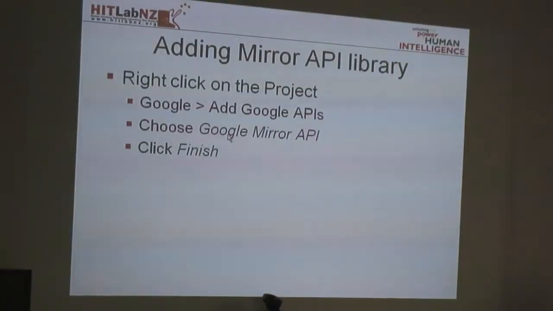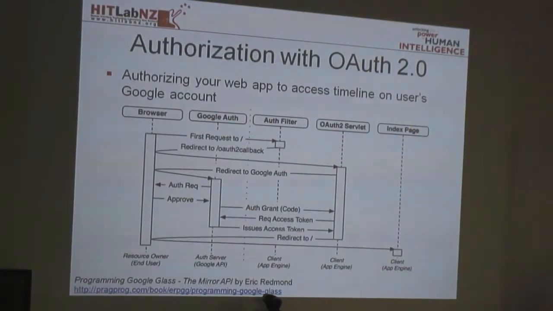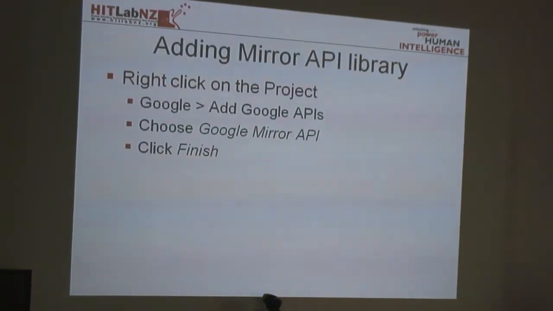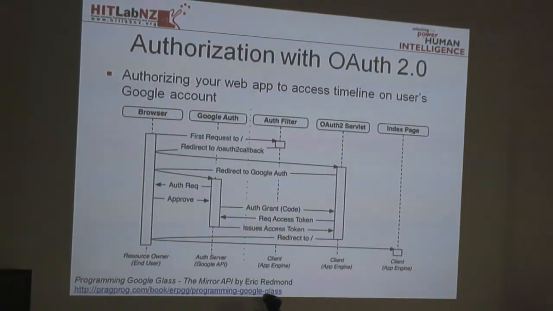So anyway, on the next slide, so far we just added the Mirror API library, and here comes a bit complicated part, but maybe not necessary to know all the details, but better to know at least what it's doing. Your web app using Mirror API will be going through an authorization process with the end user's Google account. How it works is using OAuth 2.0, the industry standard for open authorization.